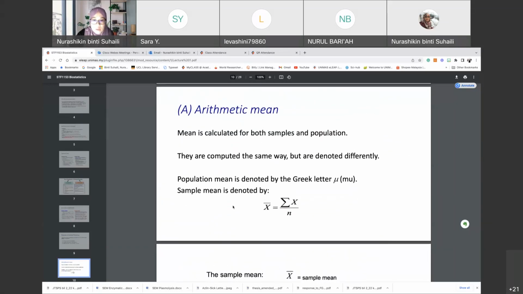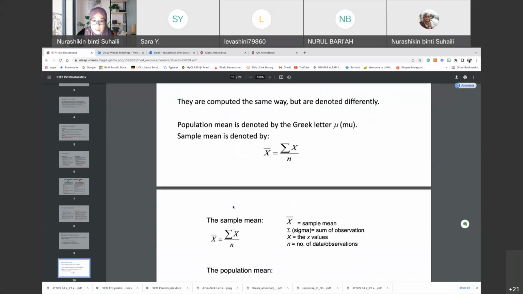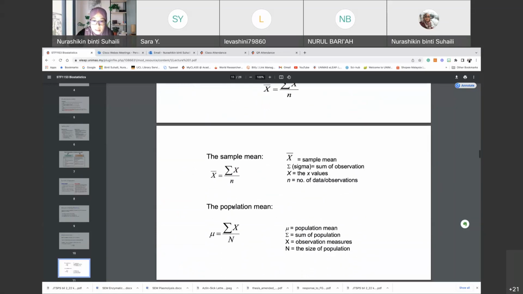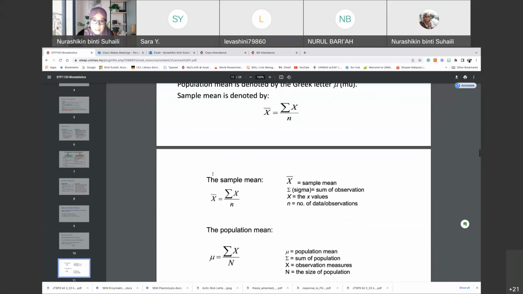Okay, how to find the mean? I'm sure that you know already. This is very, very easy. It's just that you have to familiarize yourself with the symbols. For example, here we have X, and you notice that there is a bar. So X bar is the mean, the sample mean. There are two types of mean: sample mean and also population mean.